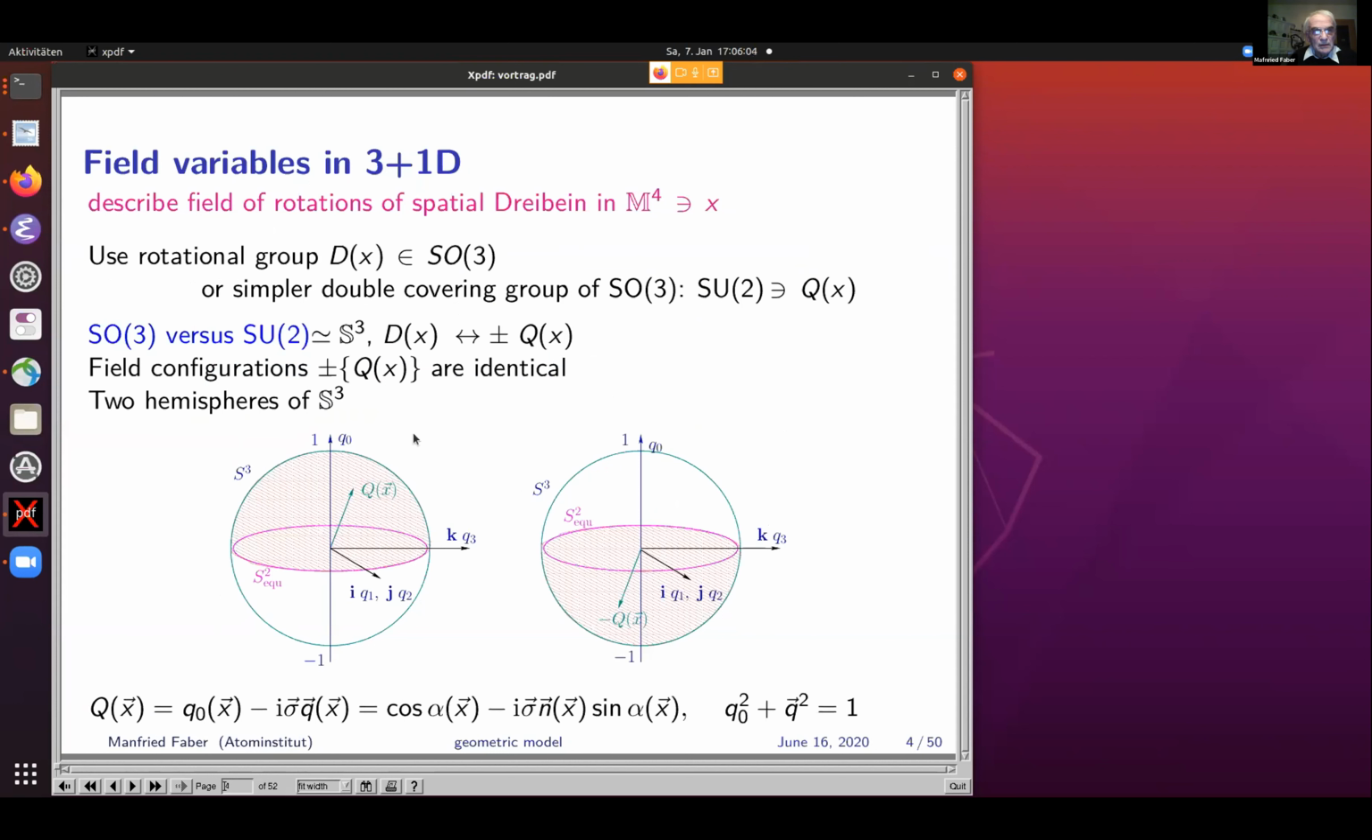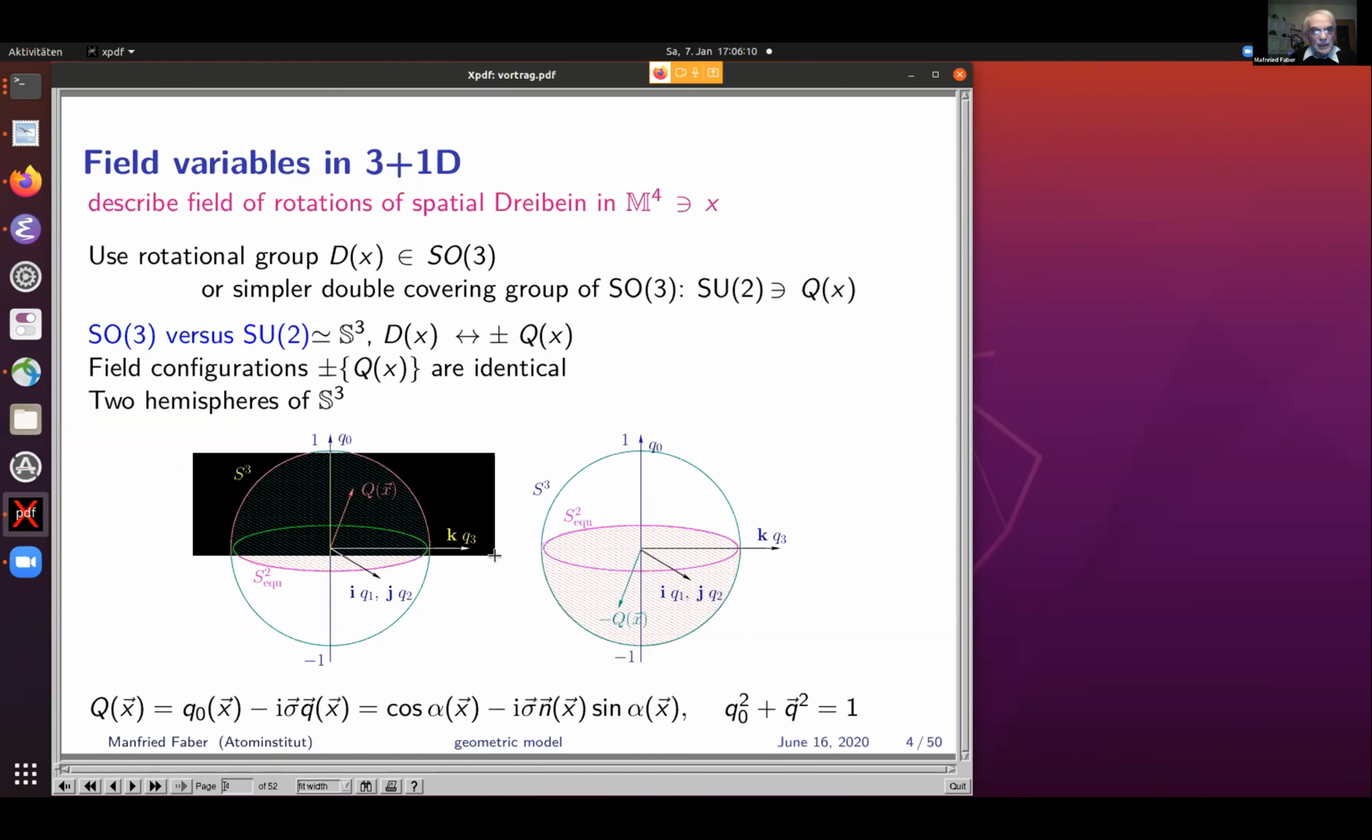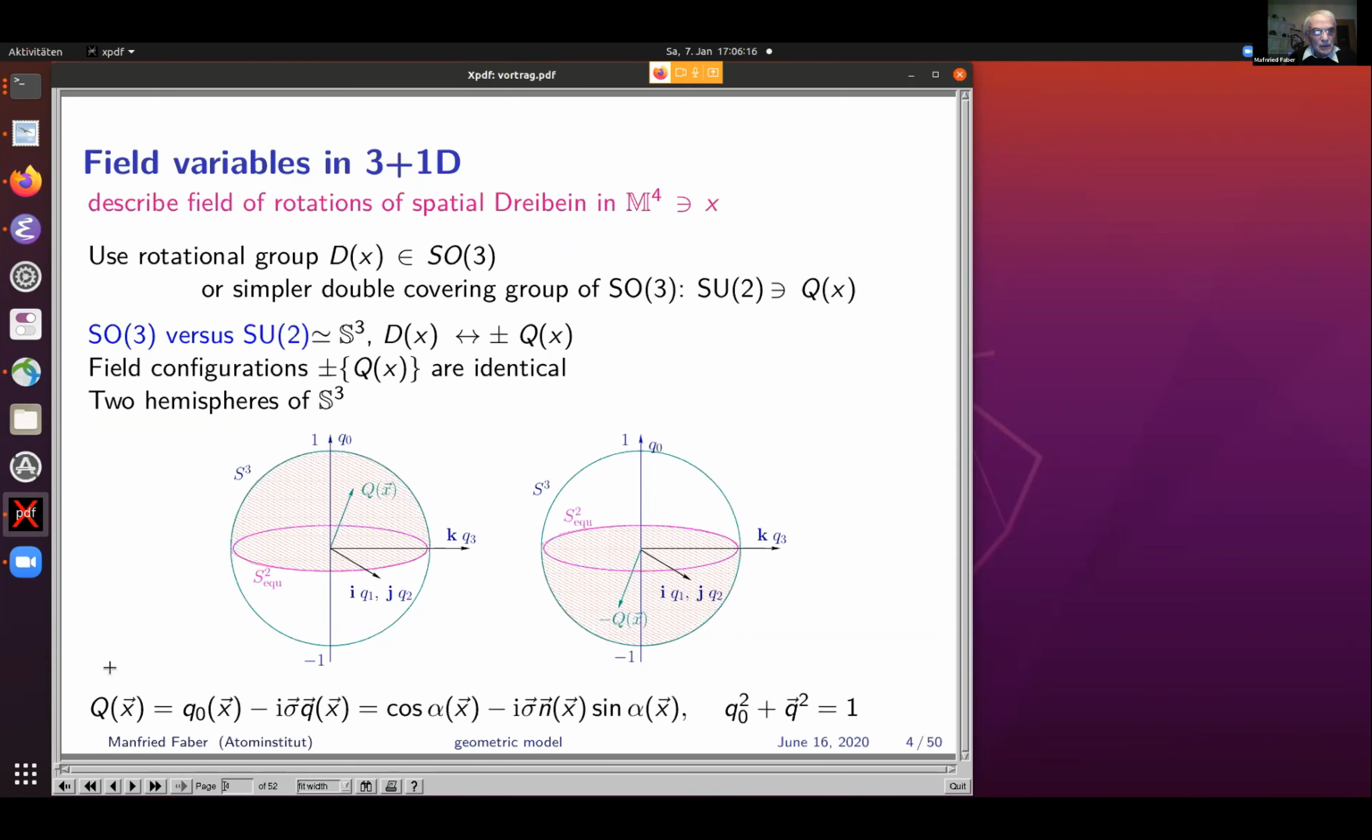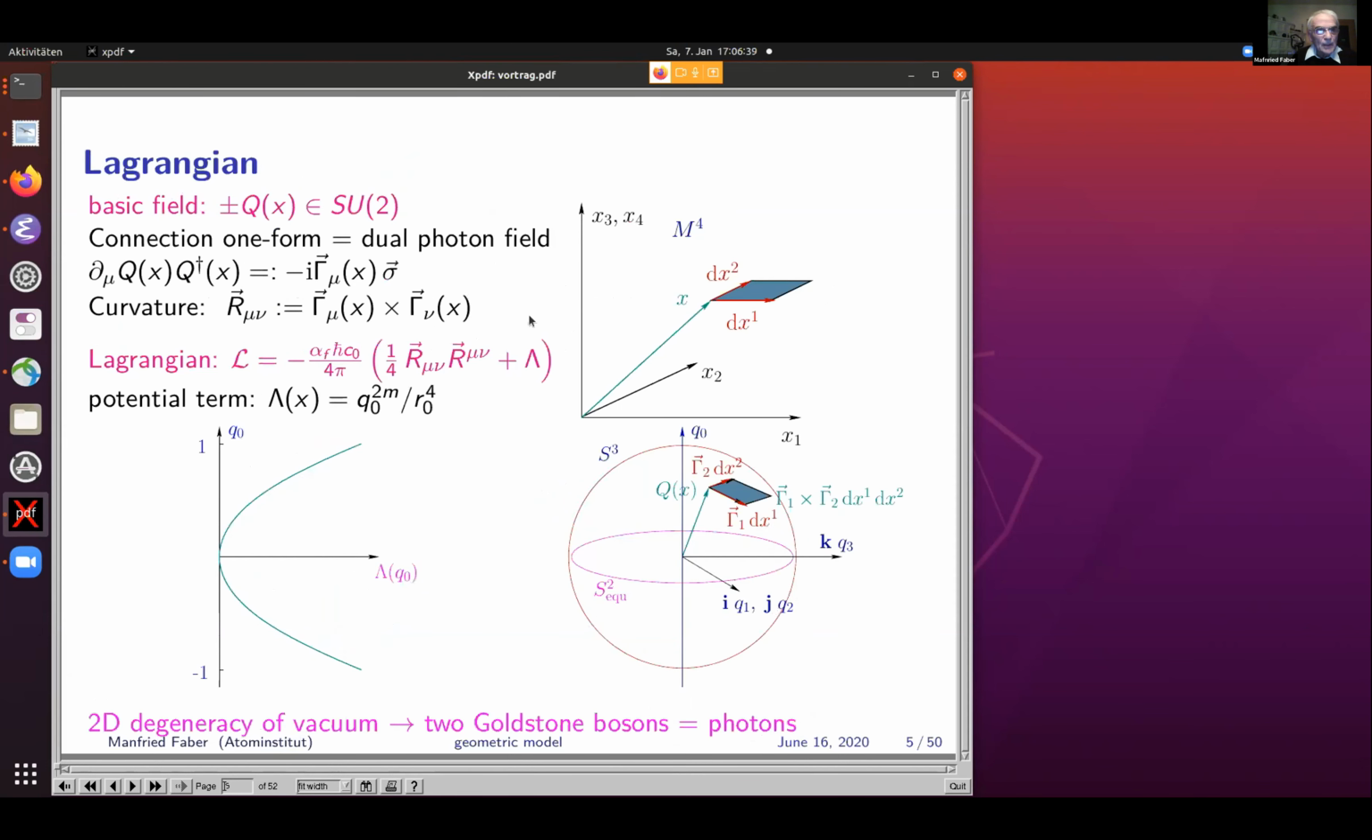SU(2) is isomorphic to S3, and we need to describe a soliton, we need 1/2 of S3. So this Q of X, this quaternion field, rotational field, has a real part and a vectorial imaginary part. You may know that you can write it with cosine alpha and sine alpha, or with Q0 and Q vector, and Q0 squared plus Q vector squared is 1. So this is the basic field. The basic field is Q, which is an element of SU(2).